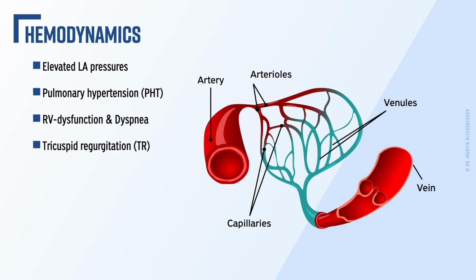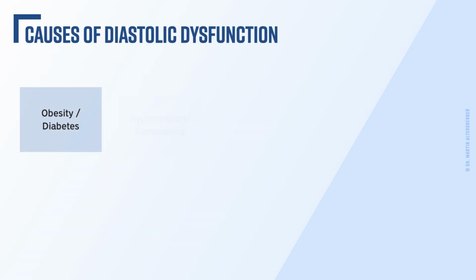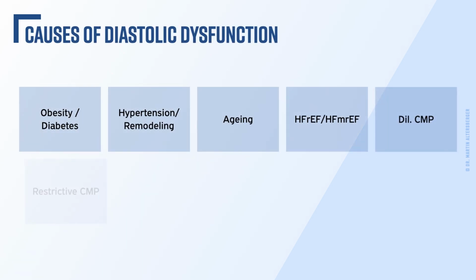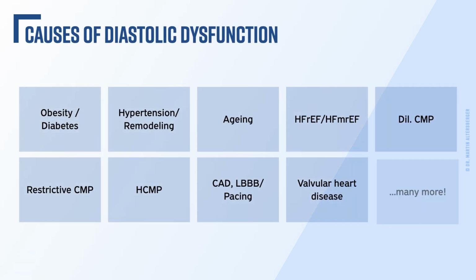Patients feel uncomfortable. There are several reasons why diastolic dysfunction is present. So, of course, obesity, diabetes, hypertension, the remodeling of the heart, when we are talking about also HFpEF, heart failure with preserved ejection fraction. Aging also changes the heart. With aging, the heart becomes a bit more stiff, not necessarily elevated filling pressures are present. Of course, we said when we have a systolic problem with heart failure with reduced or mild-reduced ejection fraction, we have a diastolic problem as well.